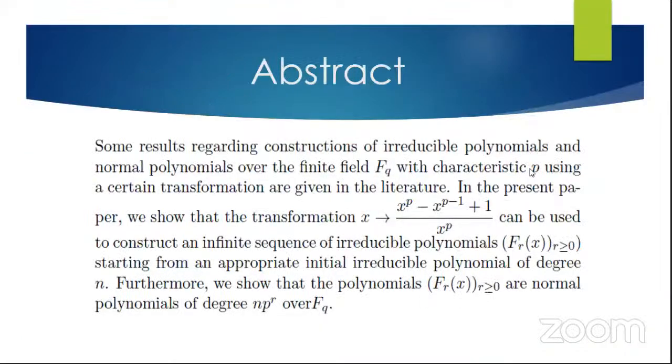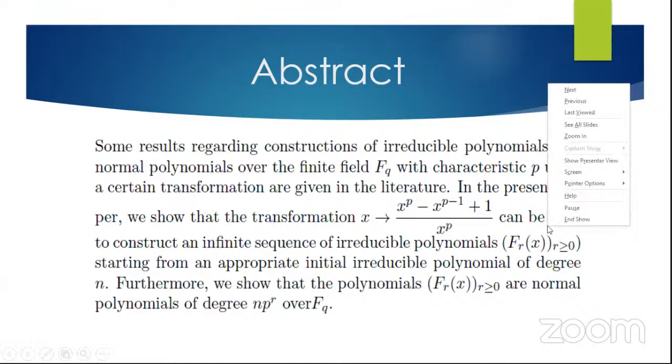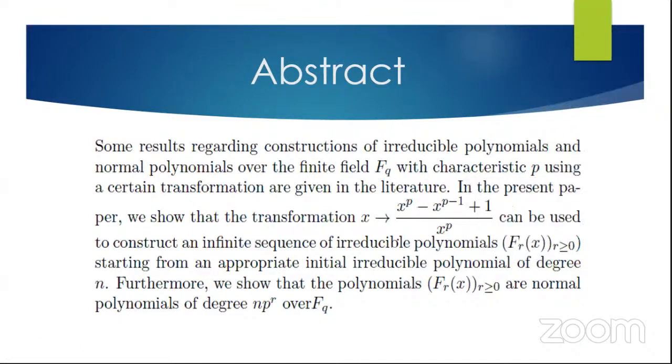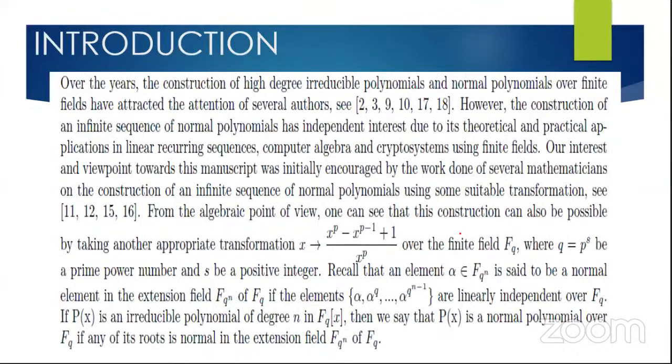Some results regarding construction of irreducible polynomials as well as normal polynomials over finite fields having characteristic p are already given in the literature using some certain transformation. Here we use the transformation x^p - x^(p-1) + 1/x^p to construct an infinite sequence of irreducible polynomials starting from an appropriate initial irreducible polynomial. Then further we show that these polynomials are also normal polynomials of degree np^r.